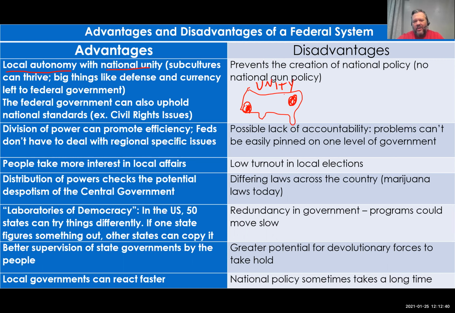We are going through more challenging political times, and we're not as unified as we most often are, but we are generally still a pretty unified country. This allows for cultural differences and subcultures to thrive. The states and the local areas can do their thing, and we leave things like defense of the country and currency to the national government. And the federal government can uphold national standards.